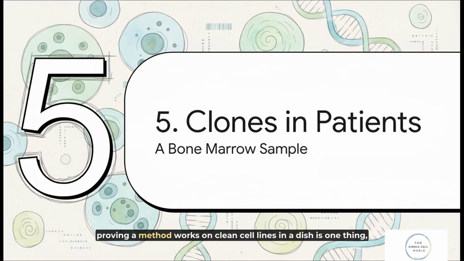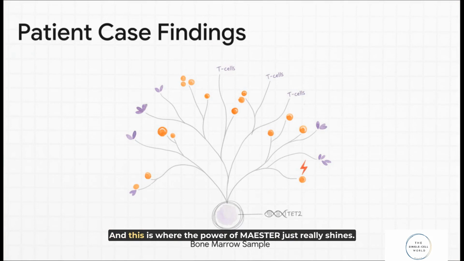Okay, proving a method works on clean cell lines in a dish is one thing. But what happens when you throw it at the real world, at a messy, complex sample from an actual patient? That's the ultimate test, right? Well, the researchers analyzed a bone marrow sample from a patient with a condition called clonal hematopoiesis, where different families of stem cells, or clones, start to take over. And this is where the power of MAESTER just really shines.